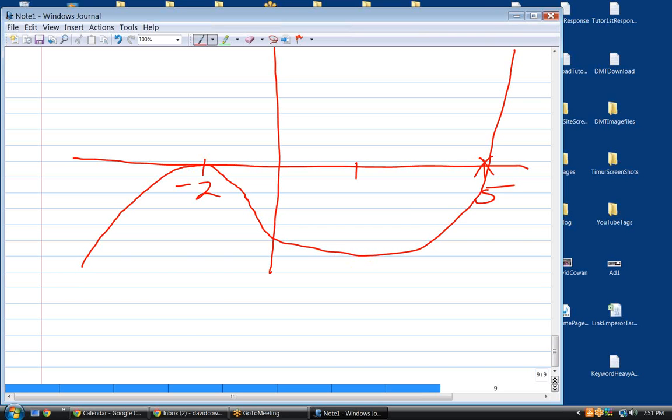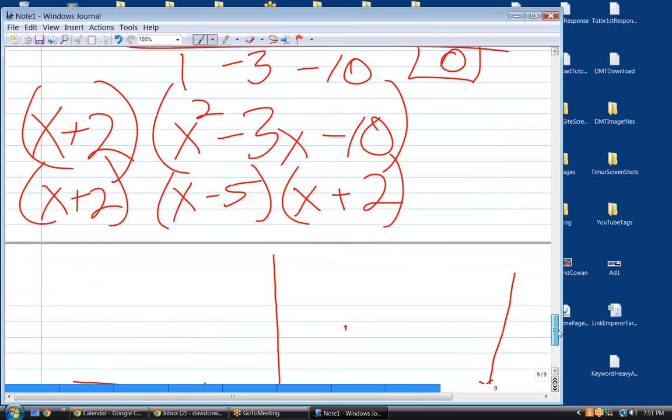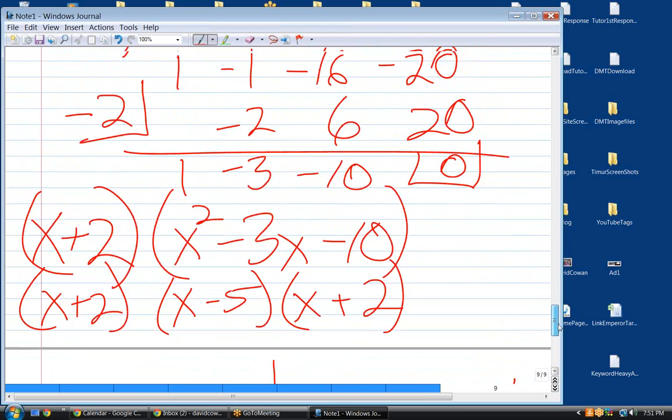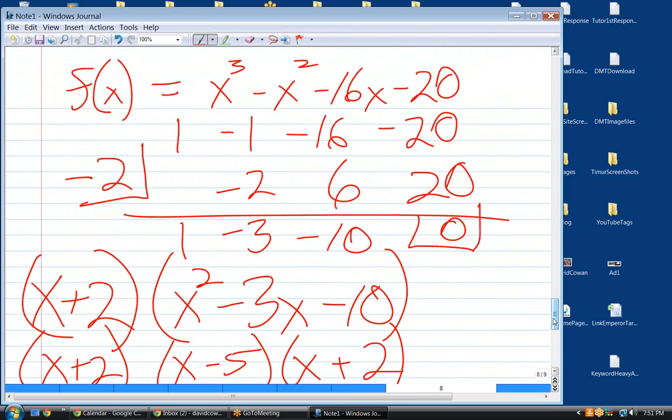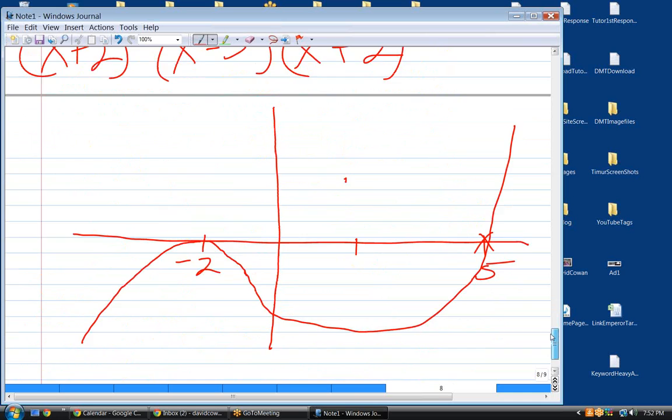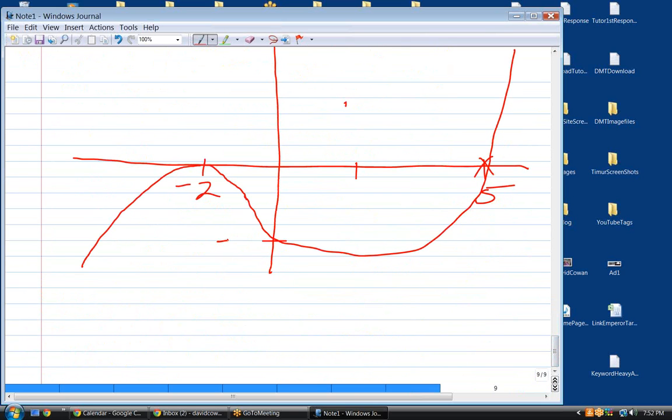The only thing we don't have is the y-intercept. What's the y-intercept on this function? I don't think we need to know the y-intercept. Well, if they wanted you to graph it, it's nice to have that point. It's always the constant. Remember that the y-intercept comes when you plug in 0 for x. Well, when I do that, I get minus 20. So I happen to know that that crosses at minus 20.